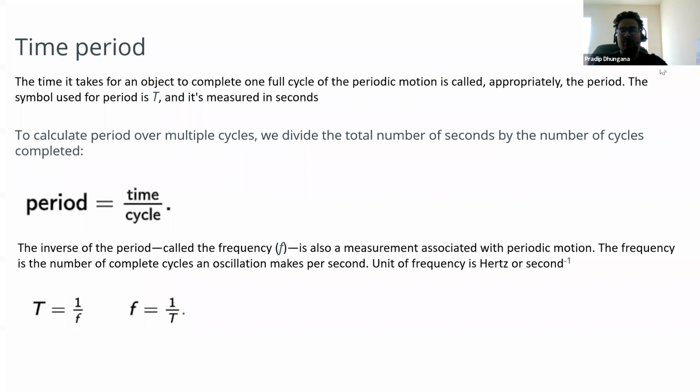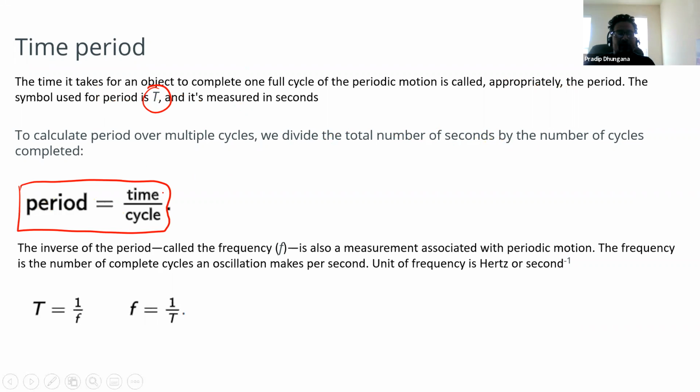Now let's define the time period of a periodic motion. The time it takes for an object to complete one full cycle of periodic motion is called the time period, or just the period, and it is denoted by the capital letter T. If we have multiple cycles, we divide the total time by the number of cycles completed. So period is equal to total time over number of cycles completed. You can write that formula.